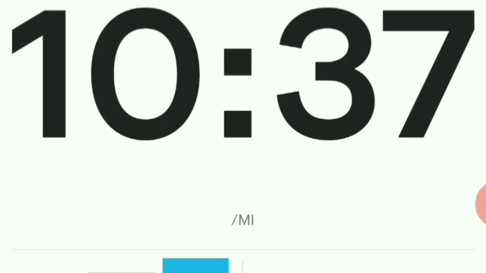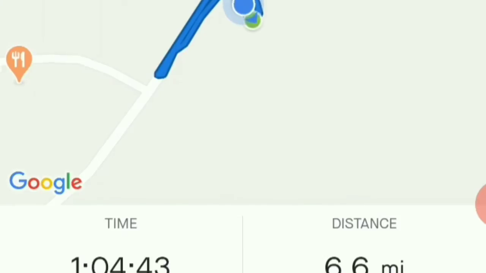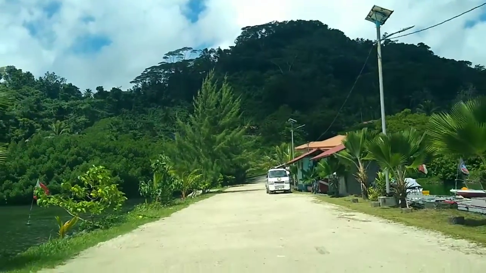The runner too can use these to calculate how far they will go in a certain length of time. So a runner knows how far they'll go, or how long it will take them to go 10 kilometers or 5 kilometers. 5 kilometers is about 3 miles.